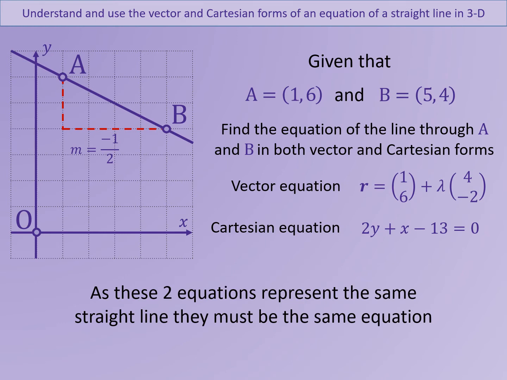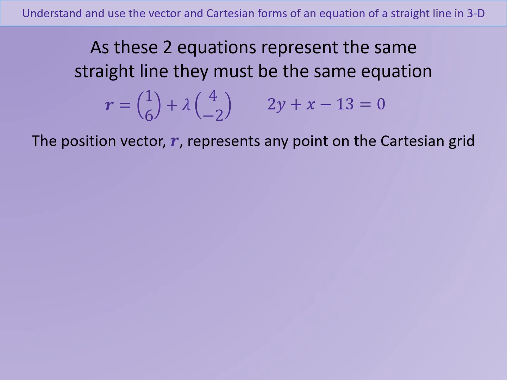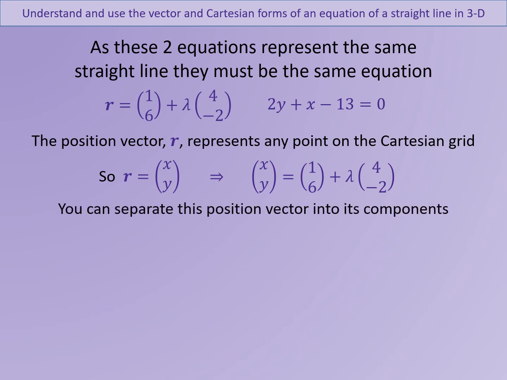Now, because these represent the same line, they must actually be the same equation. We're going to look at whether it would be possible to convert between the two. So if we start with the two equations, the vector equation and the Cartesian equation here. The position vector r represents a point on the grid. Remember that r is just the vector (x, y). So we could write this equation as (x, y) = (1, 6) + λ(4, -2). If we separate this into components, we get the x component is x = 1 + 4λ, and the y component is y = 6 - 2λ. That has just come from reading across the top line and then reading across the bottom line.